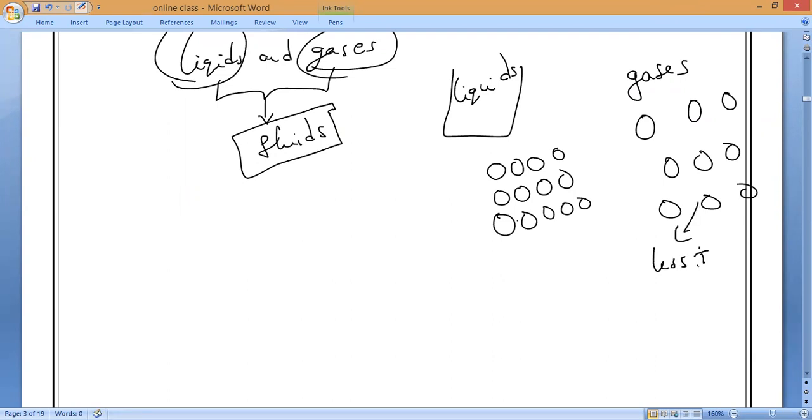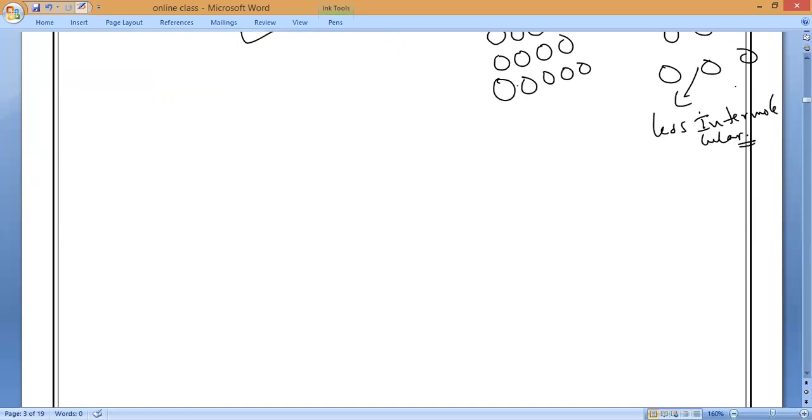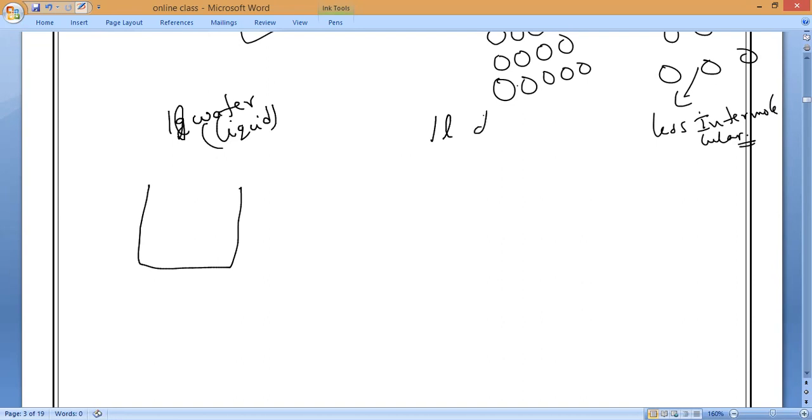So less intermolecular forces. Now my question is, observe very carefully. Now, for example, I have taken 1 liter of water. 1 liter of liquid I have taken. Same way, let me take now 1 liter of gas.